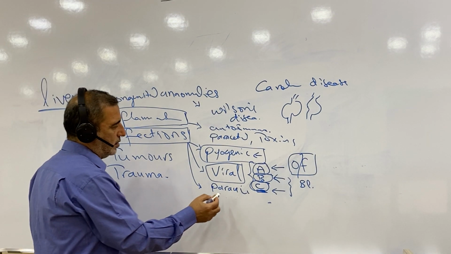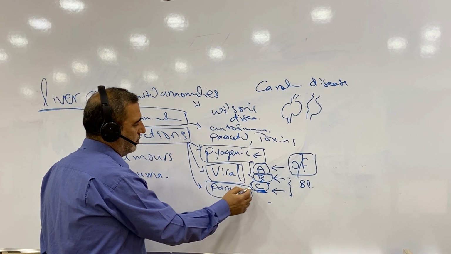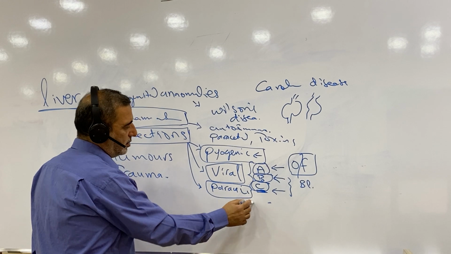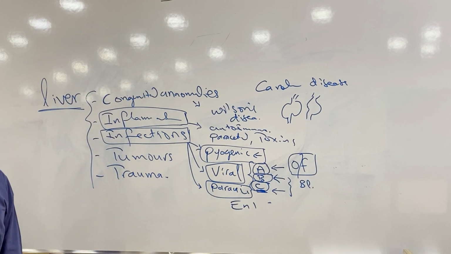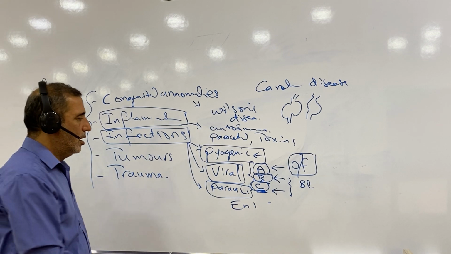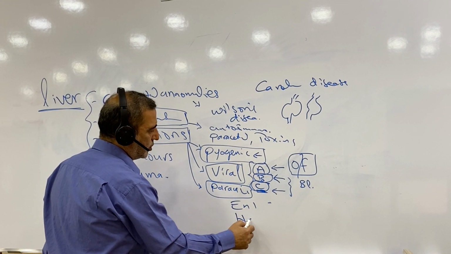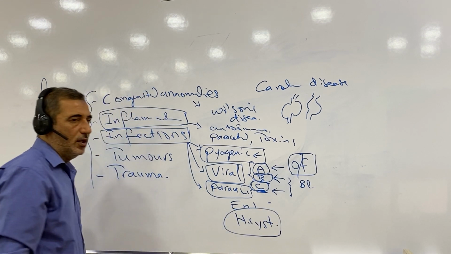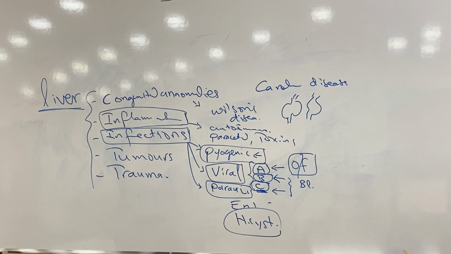Other infection is parasitic infection. For example, amoebiasis by Entamoeba histolytica, and most important is hydatid cysts in Iraq. This is endemic disease in our country, and there is a slide showing you the life cycle of the hydatid, how it reaches the body.